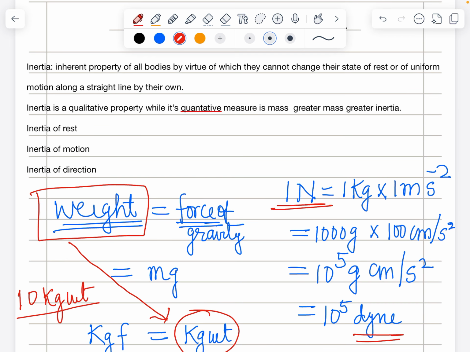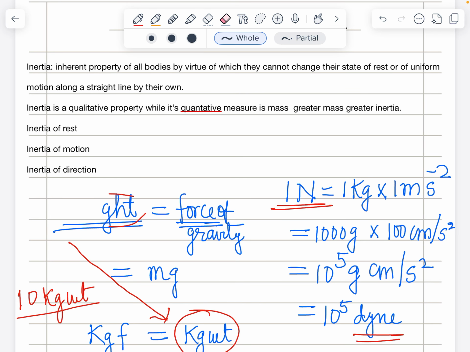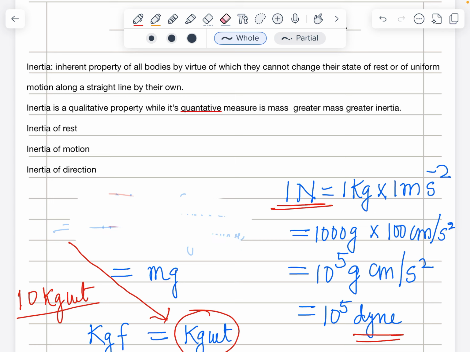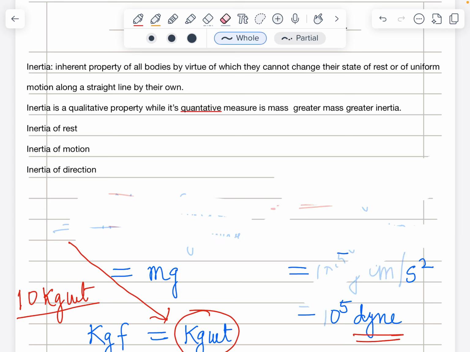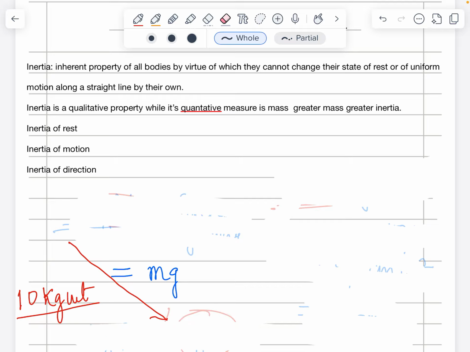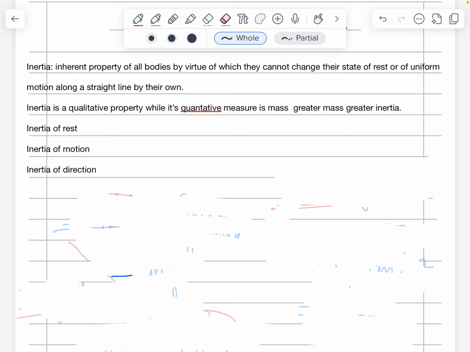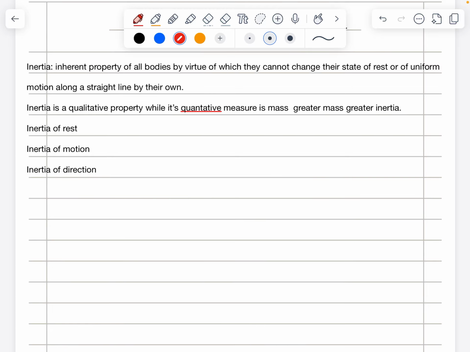Now today I am going to begin inertia. What is inertia? Inertia is that inherent property of every body by virtue of which it opposes any change in its state of rest or of uniform motion in a straight line by its own. It is clear. What is inertia?